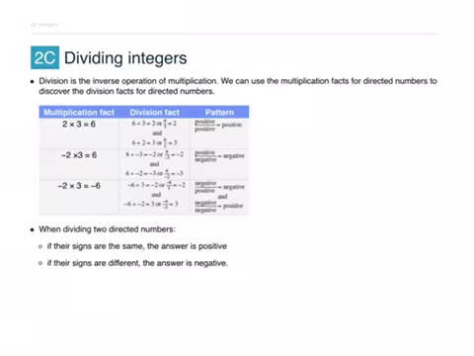Now let's talk about dividing integers. Dividing integers is basically very similar or the same as multiplication of integers. First of all, let's have a look at the multiplication of integers. If we have two positive numbers, you get a positive. If you have a negative and a positive number, then you should get a negative.